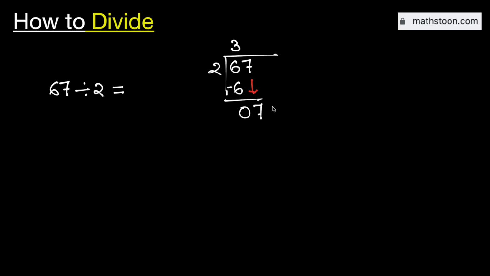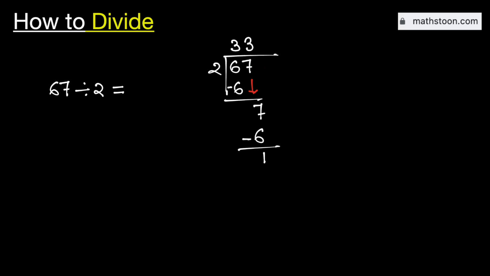And we know that there is no meaning of zeros on the left. So we will remove this 0. And we know that 2 times 3 is equal to 6. Subtract, we get 1. Now this 1 is less than 2 and we have no number to bring down here.